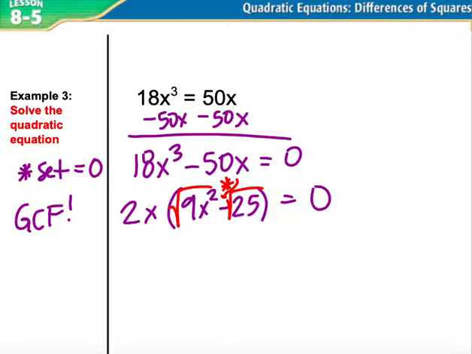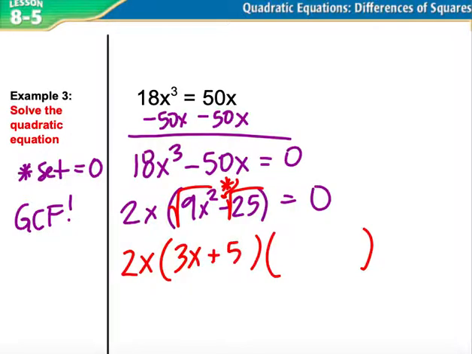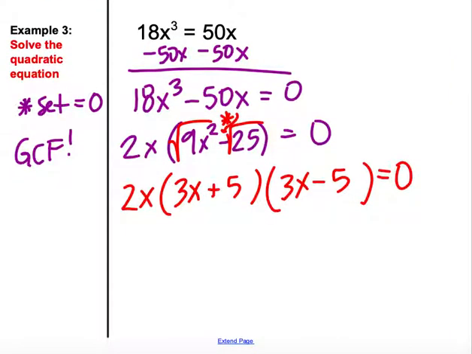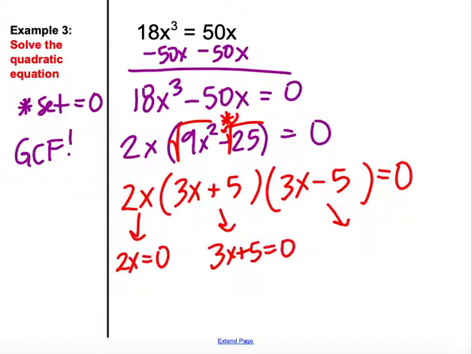So I'm going to square root both of those, use my difference of two squares rules, which means I've got 3x plus 5 times 3x minus 5. Once again, my equation is still equal to 0, but now that it's in a product of all of my factors, I can break this. And here's the deal. You've actually got 3 factors. All 3 of those have variables, so you need to set them all equal to 0. So 2x equal to 0, 3x plus 5 equal to 0, and 3x minus 5 equal to 0.